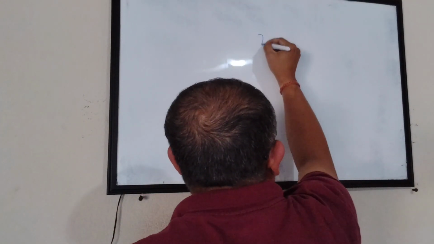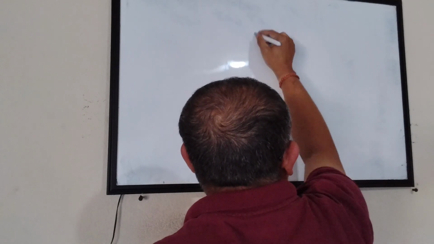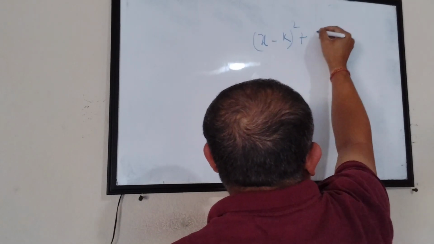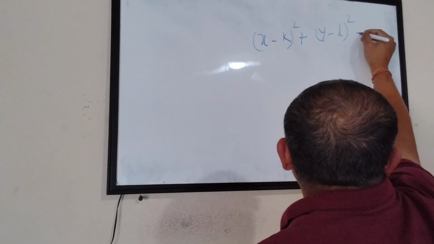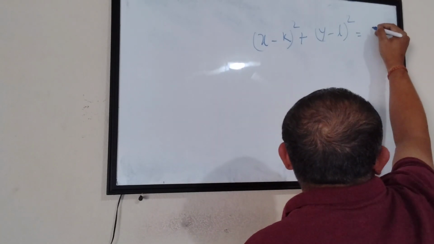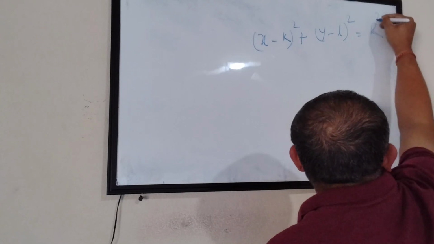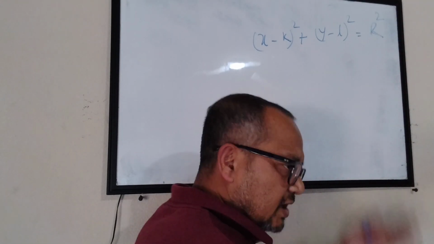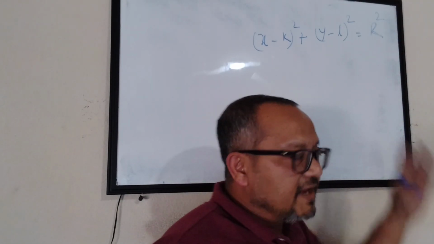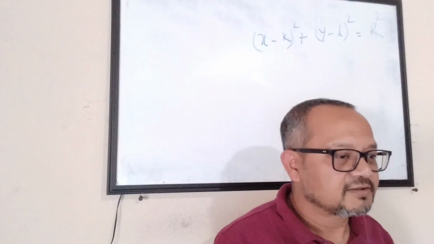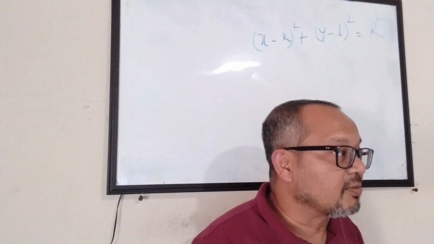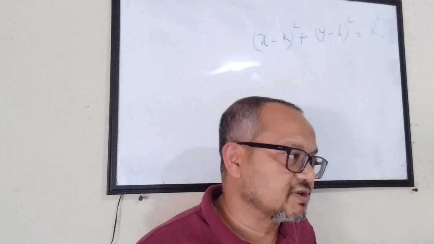No, sir. Okay. So let's look at the standard circle theorem. (x minus k) squared plus (y minus L) squared equals R squared, or M squared, whatever it is. If I have an equation like this, I will call this the circle theorem, or standard form of the circle theorem, or circle equation, whatever you call it.